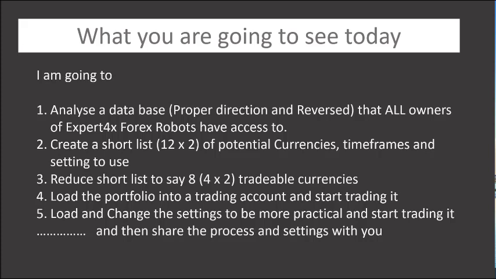What I'm going to do is create a short list of say 10 to 12 potential currencies, timeframes and settings to use. I'm going to reduce that short list to, let's say, 4 currencies in each group. So I'm going to have 2 groups. The one group's going to trade the normal way and the other group is going to trade in the reverse way. And then I'm going to load those 8 items into a trading account to create a portfolio. And I'm going to start trading there. But I'm also going to change the settings to be more practical and more customizable to my needs. And then all of this will be shared and the settings will be made available to you.